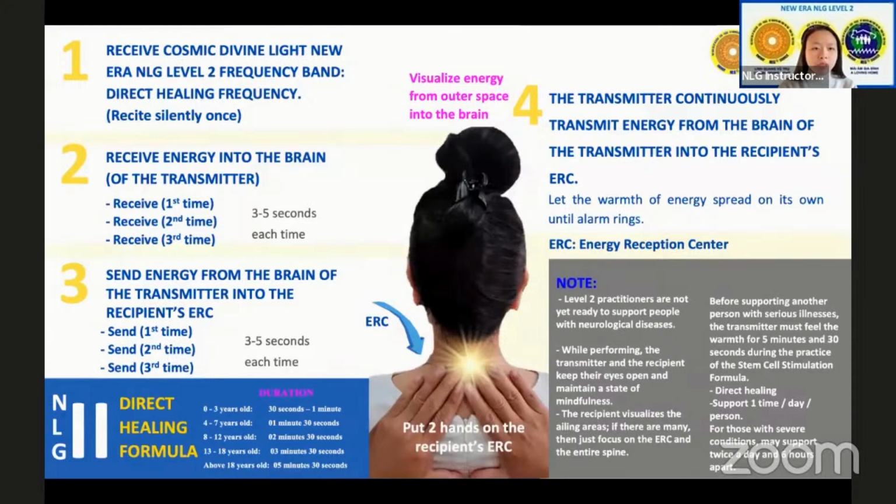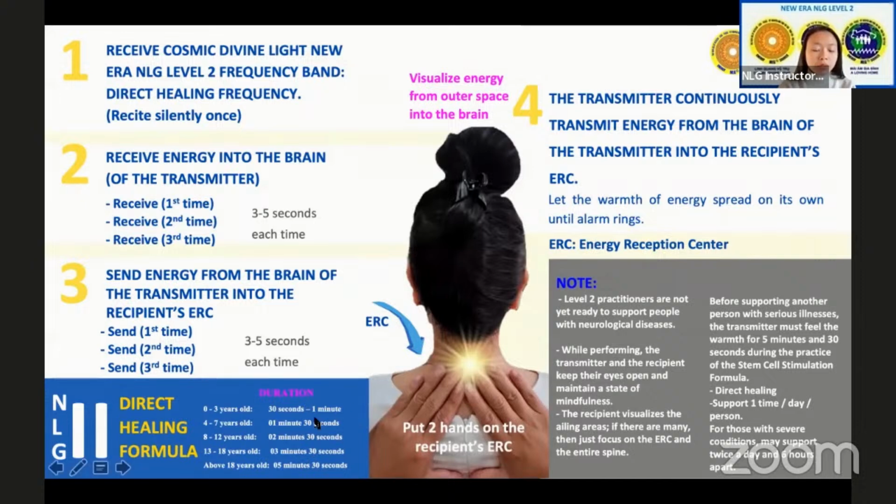All right, this is the direct healing frequency. This is a formula that you can use on other people. So when you read the notes, and please do read the notes before you practice it, also the practice duration is according to the recipient's age, because you'll be applying it to another person. So it will not be your age, but the recipient's age.